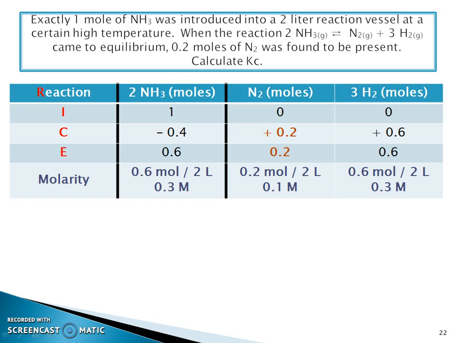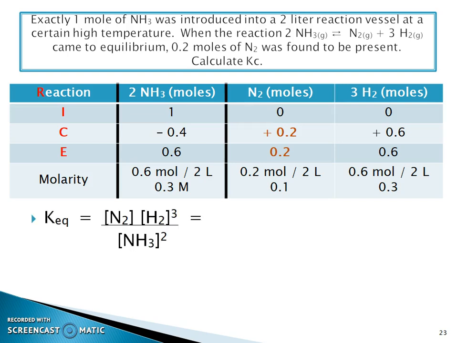Now we can form our algebraic expression for K, plug and chug, and get our numbers. So pause and see if you can do that. Should have gotten that equation. Again, products over reactants, concentrations. The exponents are going to be the coefficients from our balanced chemical equation. Now we just put in our numbers, remember to cube and square, and then we have a value of 0.03. No units, remember, no units.